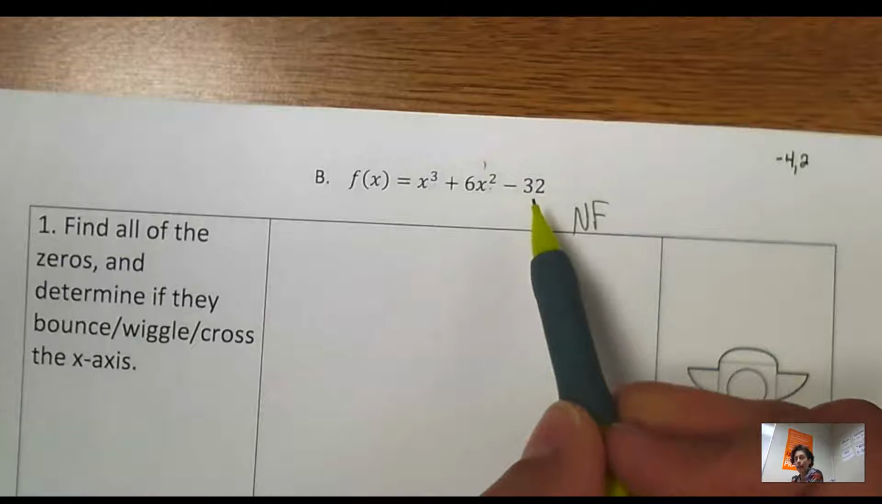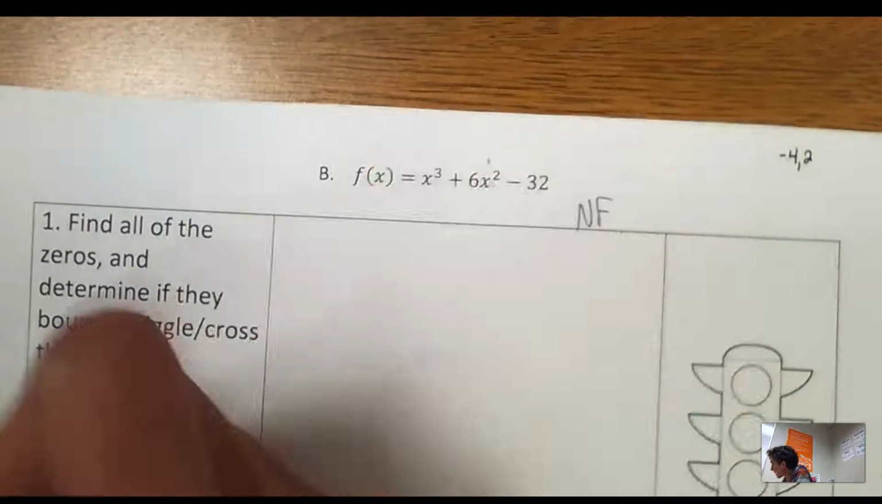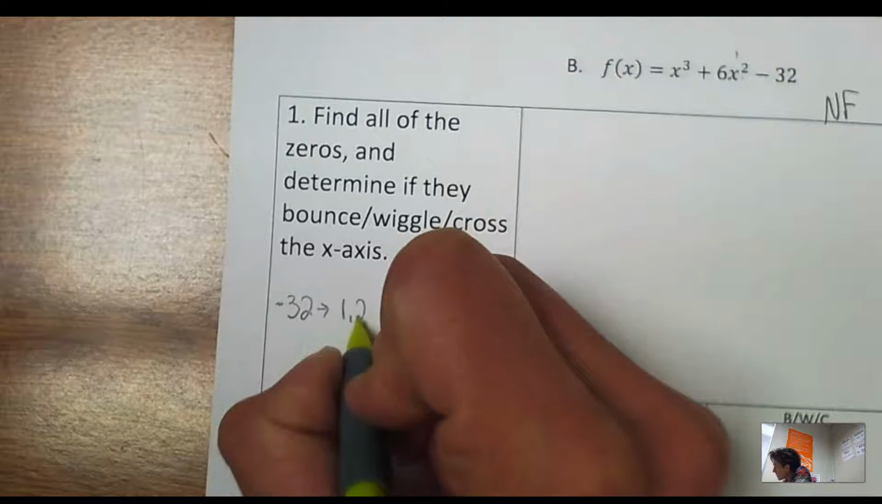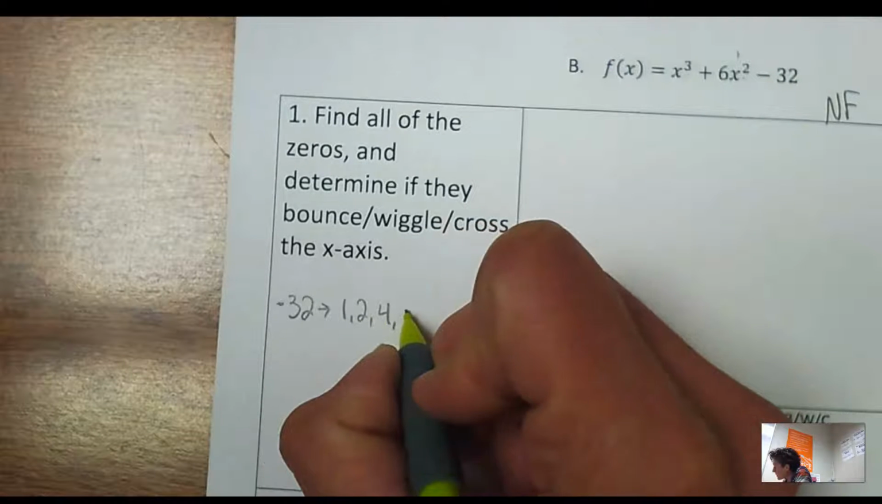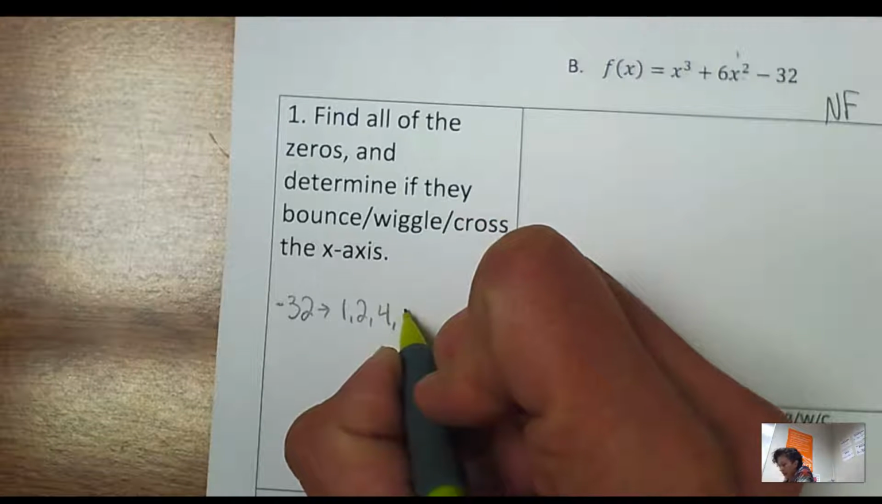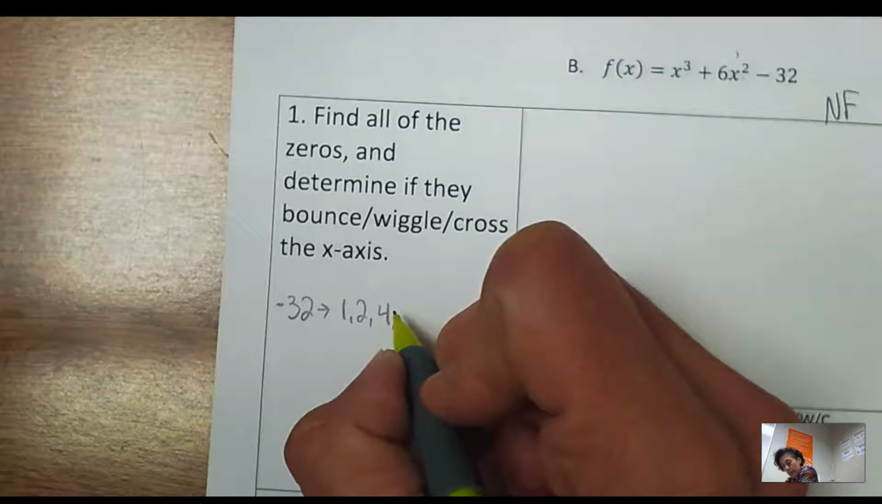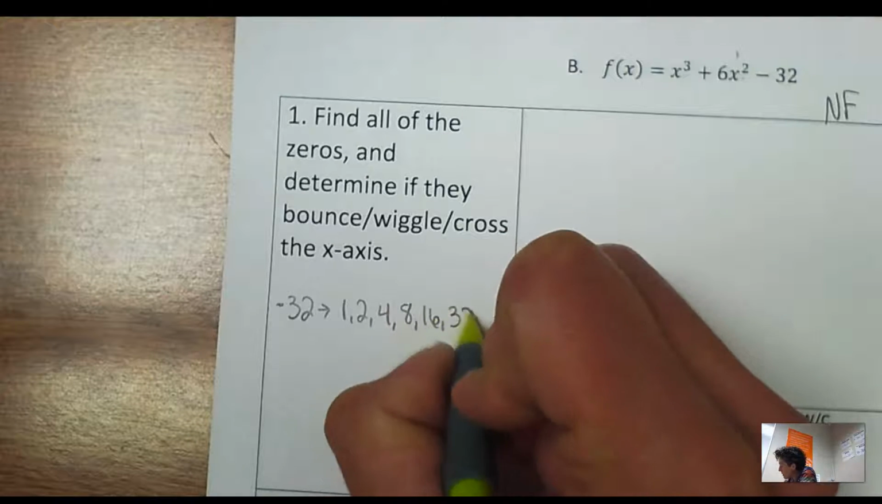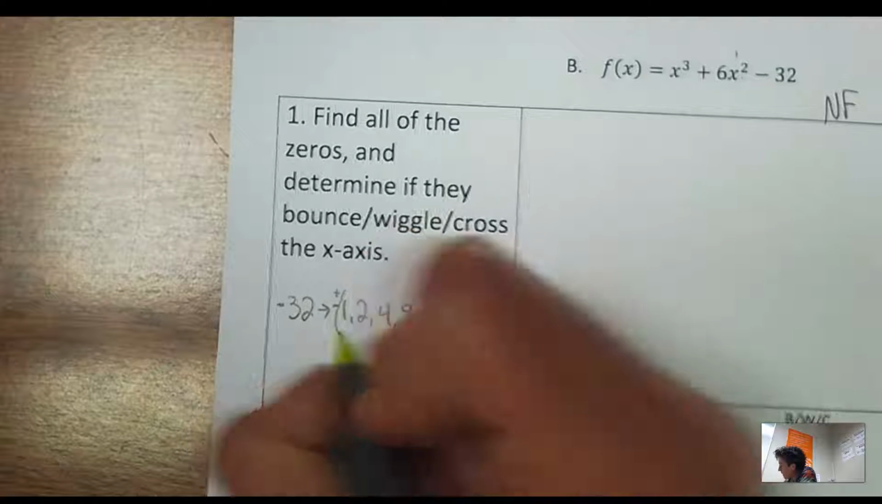So I'm supposed to take factors of 32, -32. So I'm going to do that over here. Well, I actually had them here: 1, 2, 4, 8, 16, and 32. And again, there's a positive and negative of all of these.